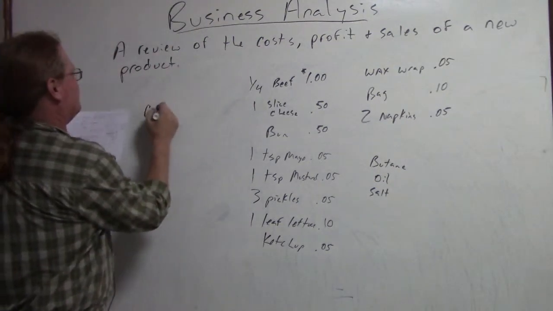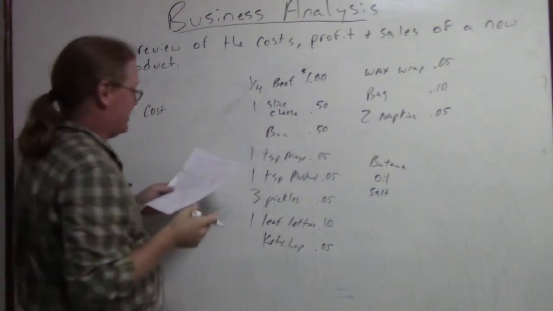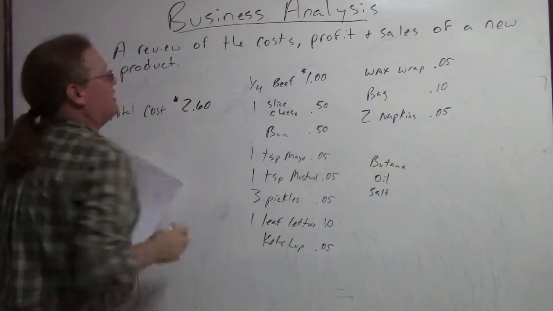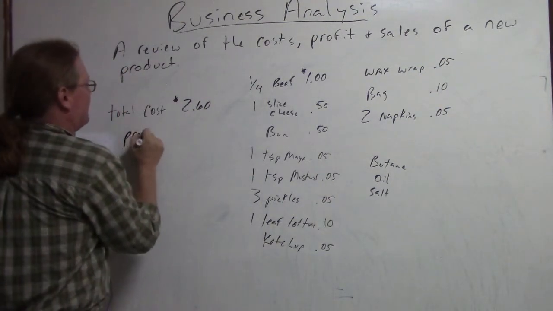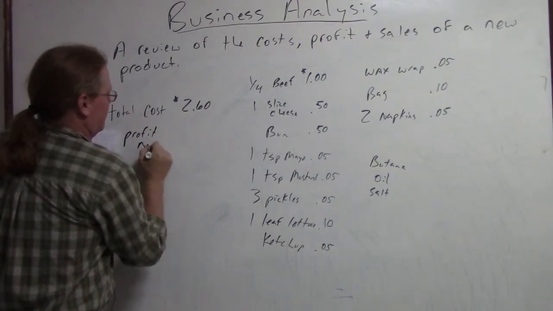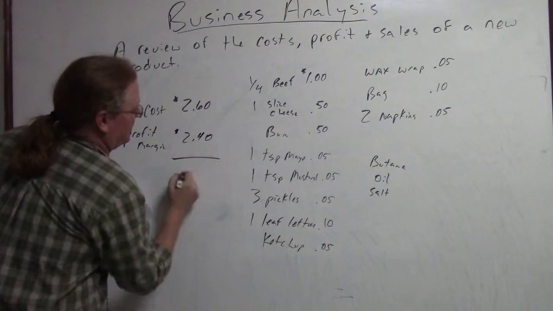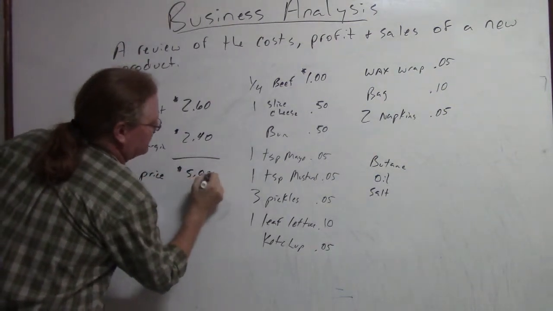So if our total cost, and these are variable costs, by the way, our total cost, I think from my calculations, was $2.60. Then we might add our profit margin, which could be maybe $2.40, and then we can set our price at $5.